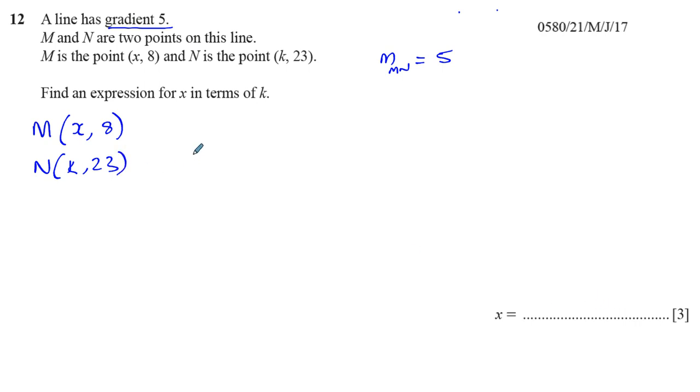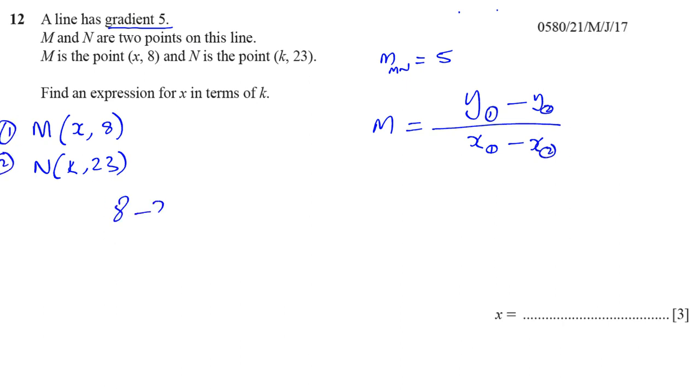All right, so we know the gradient of a line is given by the change in the y coordinates over the change in the x coordinates, y1 minus y2 over x1 minus x2. That's a general formula for the gradient of the line. So we've got to take away the y coordinates and then take away the x coordinates and divide them. So we can say, for example, if we think of this as point 1 and this is point 2, we can say 8 minus 23 divided by x minus k is equal to 5.